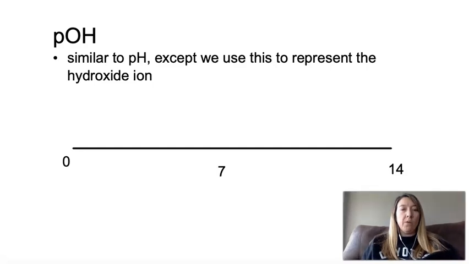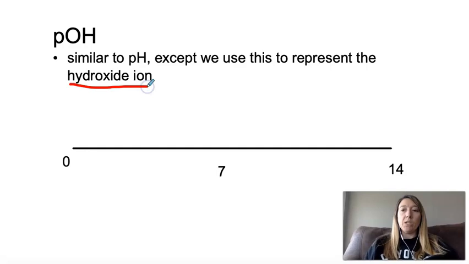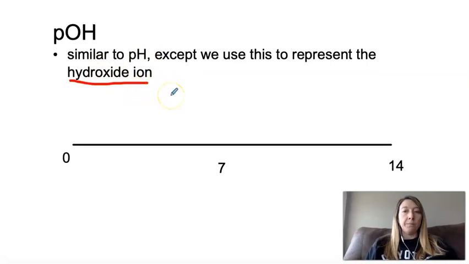Okay, so last video you would have learned about pH and how we calculate that. Now we are going to look at pOH. So pOH is really similar to pH in how we calculate it. The only difference is now we are really looking specifically at that hydroxide ion, right? So pH was for the hydronium and pOH is going to represent that hydroxide ion.